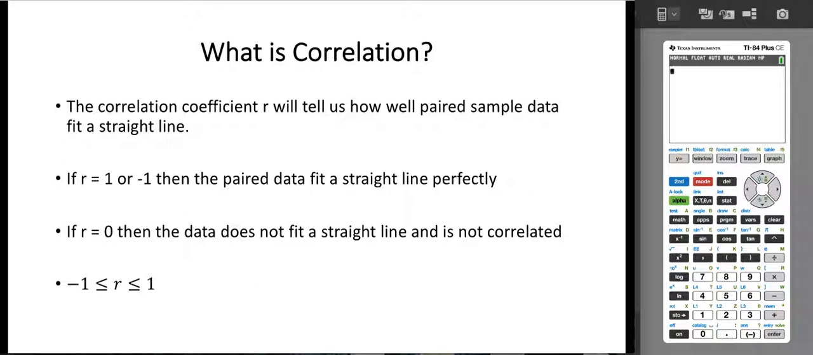If R is equal to 0, then the data doesn't fit a straight line at all, and it is not correlated. So this correlation coefficient R is always going to be between -1 and 1. The closer it is to -1 or to 1, the better the paired data is going to fit a straight line. And the closer it is to the middle of these two endpoints, or if it's at 0, then the paired data is not linearly correlated.